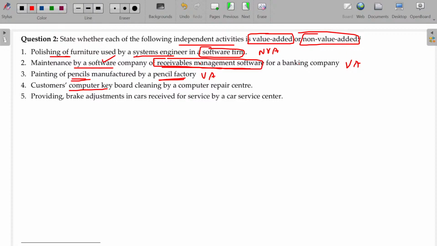Customers' computer keyboard cleaning by a computer repair center. Yes, this is value addition. At a computer repair center, they clean the keyboard also, and customers are pretty happy. Okay. Providing brake adjustments in cars. Car service center. Yeah, of course. If the car brake is adjusted in a service center, I am willing to pay extra for that. So if the customer is willing to pay extra, then that activity will be called a value added activity. And the cost incurred for the value added activity will be grouped for the activity, and based on the cost driver, we can recover it from the cost object.